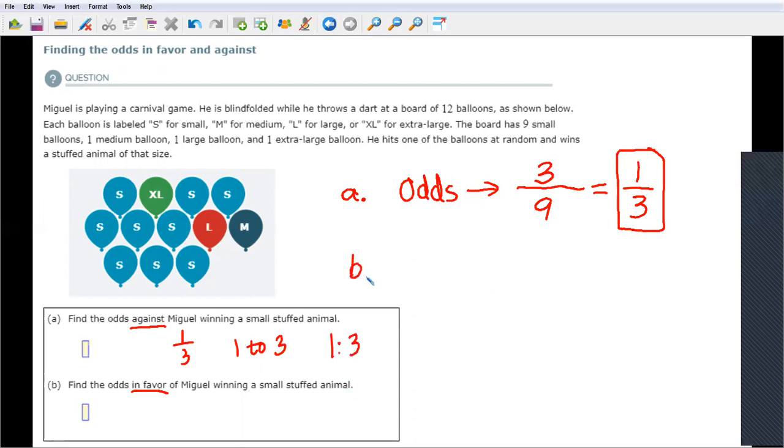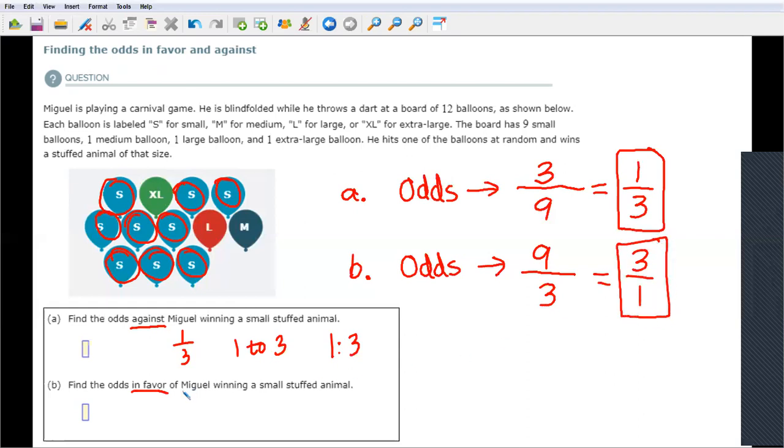You can probably guess what the other one's going to be, but we'll write it out just to be sure. So the second question asks to find the odds in favor of Miguel winning a small stuffed animal. The odds in favor of that, we have our 9 small balloons over here, and those are the 9 possibilities for him to win that small stuffed animal. The 3 chances that he would not win the small stuffed animal would be the other 3. Those would be the unfavorable outcomes in this example. And then you would see that we would simplify our fraction to be 3/1.